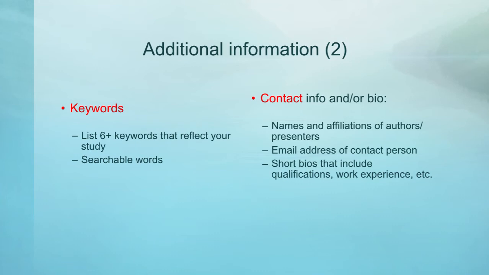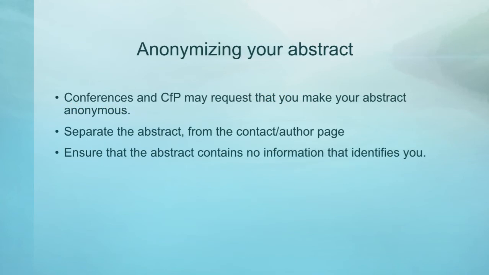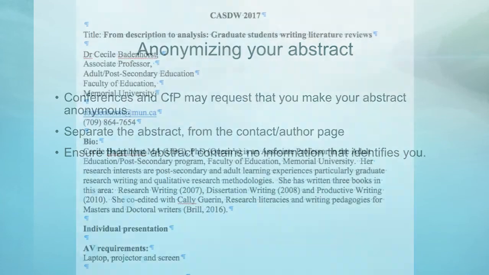Sometimes conference organizers or journals, or calls for proposals, will ask for contact information, the names of all the authors or presenters, and sometimes short bios. And I'm going to show you an example of that. You may also be asked to anonymize your abstract. This is where you would separate the author page from the abstract page, and you want to make sure that the abstract doesn't contain any information that identifies you. This would be if the abstract was going to be blind peer reviewed.